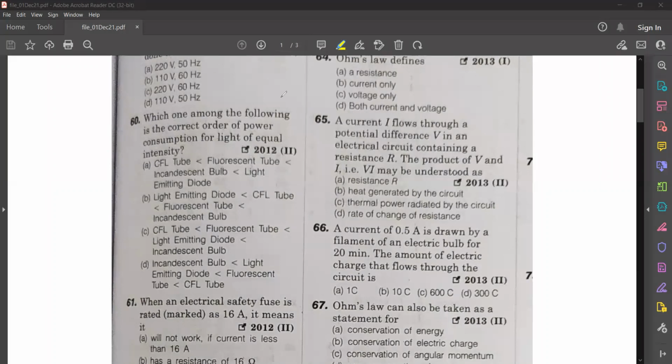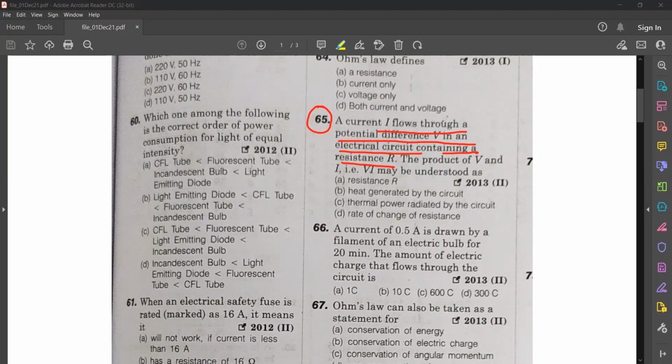We are going to see some previous year NDA questions. Question number 65. A current I flows through a potential difference V in an electrical circuit containing a resistance R. The product of V and I, that is VI, may be understood as: resistance R, heat generated by the circuit, thermal power radiated by the circuit, rate of change of resistance.